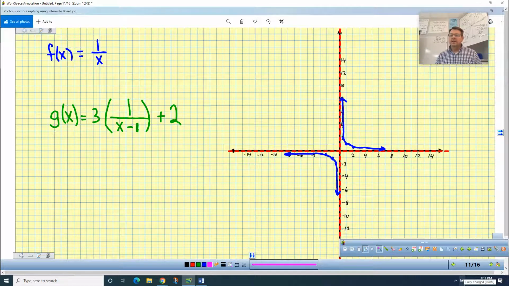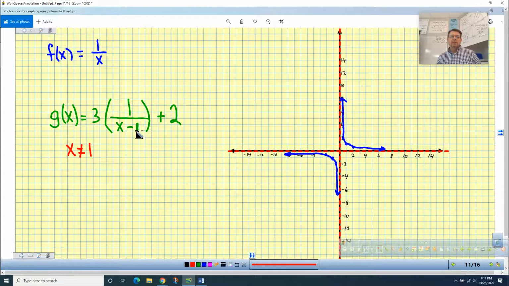Let's take a look at this example. I've already got the parent function in place in blue, okay? And in green, I have an example function that we're going to practice through, okay? Now, a couple of things. Let's make some observations. What would make our denominator 0? 1. So x in this case cannot equal 1, right? Can't equal 1. All right, so that's one thing we know.